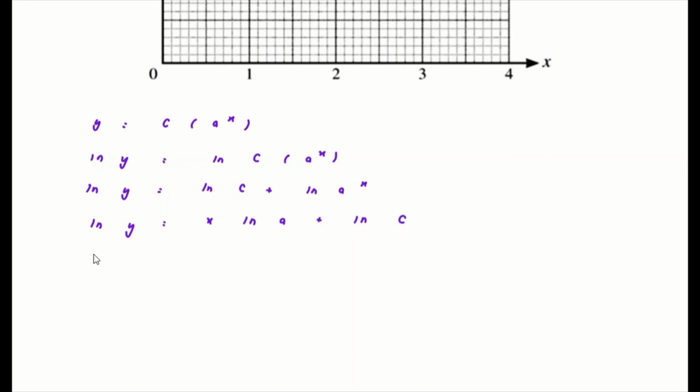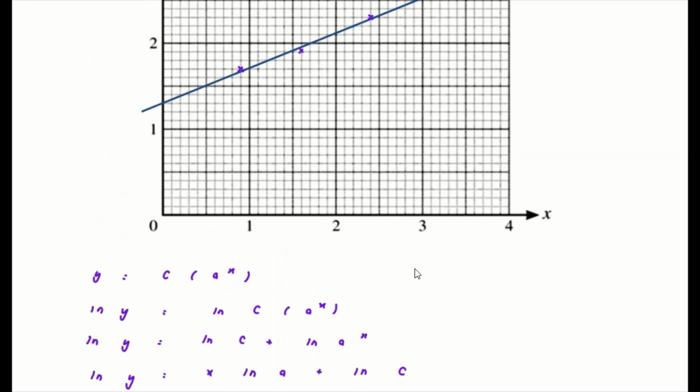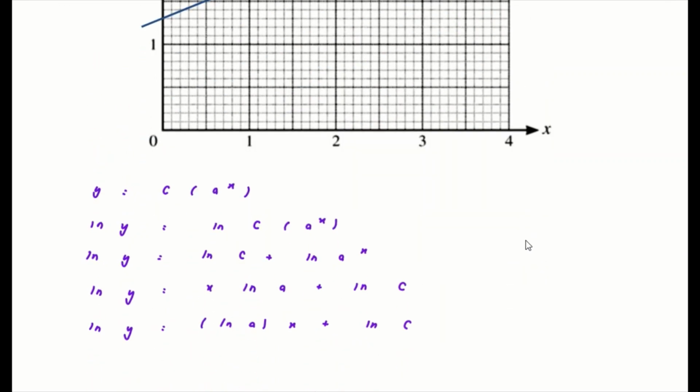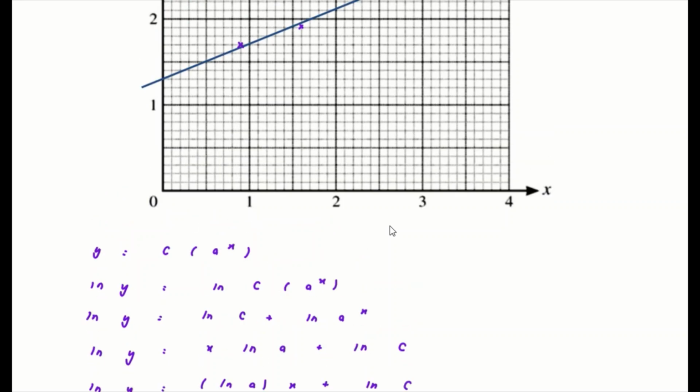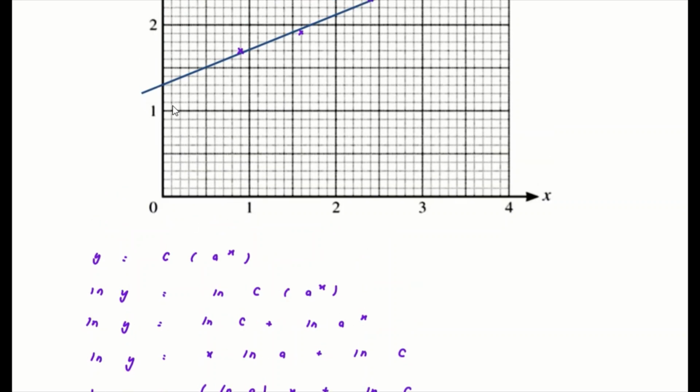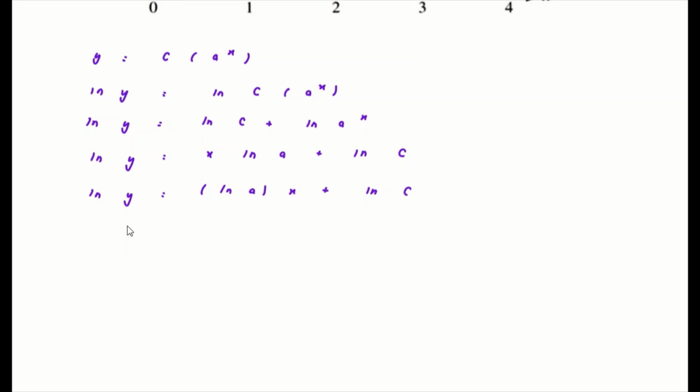For a better arrangement, arrange it as y equals mx plus c. In this case, you can see that the y here is ln y and the x here is x. So in this case, let's solve from the y-intercept first. We can see it is 1.3 here. So which means ln c will be equal to 1.3.